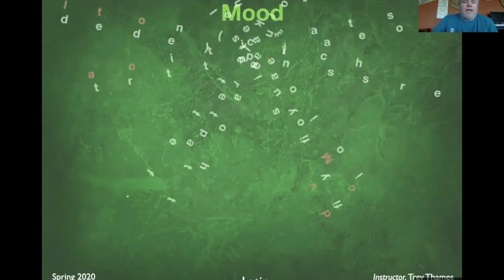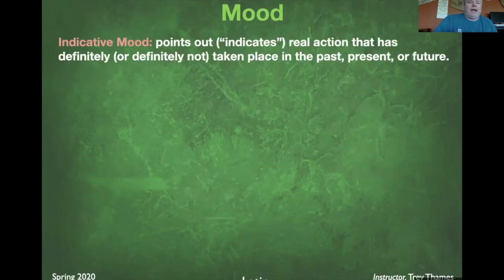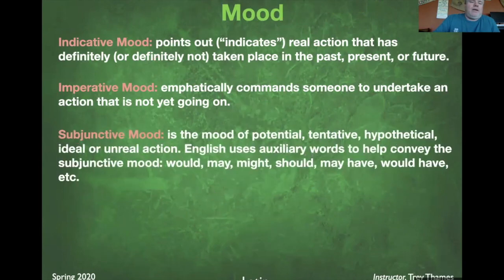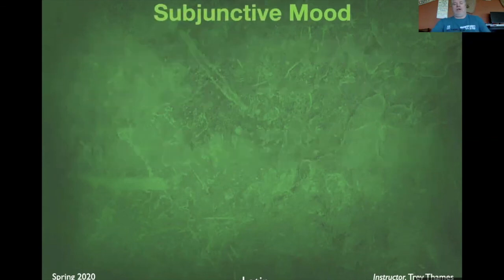So let's take a look. This is a reminder of what indicative mood is. It's the mood that points things out, real action, has or has not happened. Imperative mood is the command, as I just said a minute ago, generally for second person. And then the subjunctive mood is the mood of potential, tentative, hypothetical, ideal, or unreal action. In English, we use some auxiliary words like may or might, should, would, could, may have, would have, etc. to help convey this idea. Latin, however, does something a little different. It has a special form for the subjunctive mood.